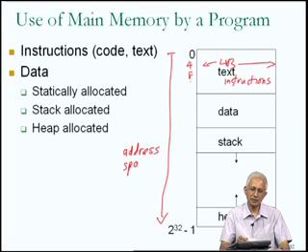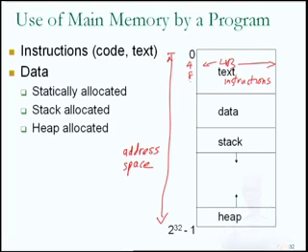The address space is the space of addresses, and the address space runs from, in this particular example, 0 to 2 power 32 minus 1. The size of the address space depends on the size of an address. So here I am assuming that an address could be 32 bits in size.